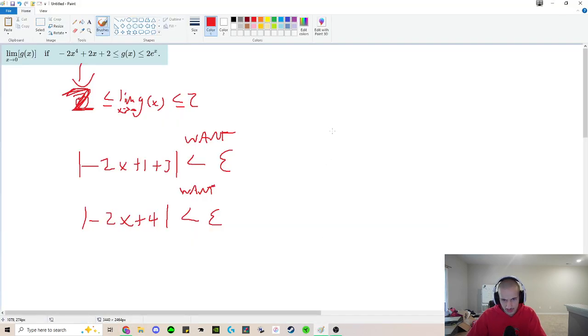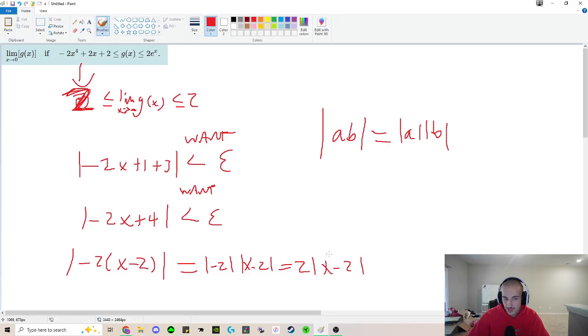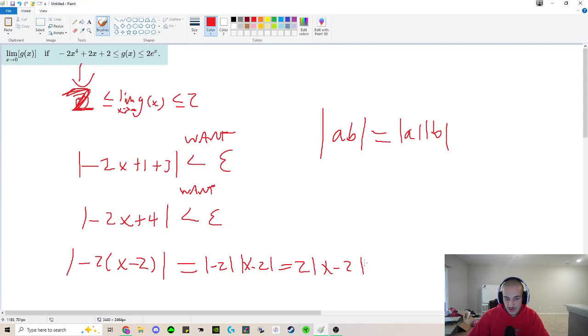A real quick little rundown for absolute value. The absolute value of AB equals the absolute value of A times the absolute value of B. So what we can do here is the absolute value of -2 times x minus 2, which equals the absolute value of -2 times the absolute value of x minus 2, which is 2 times x minus 2, right? And reminder, the absolute value of x minus 2 here we said is less than epsilon over 2. So this guy here equals epsilon.